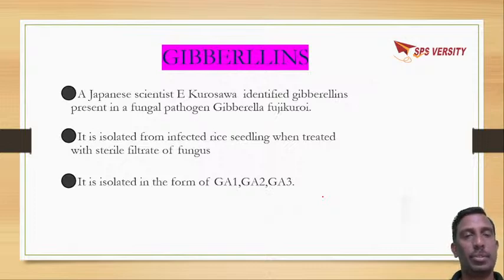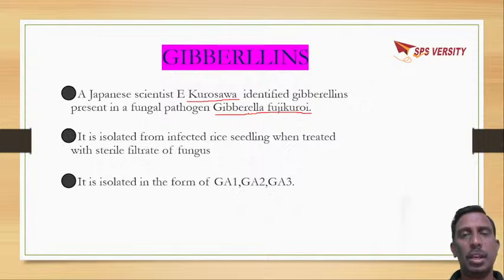And when you come to gibberellins, these were first identified by a Japanese scientist named Kurosawa. He identified them in a fungal pathogen, Gibberella fujikuroi, which causes disease in rice seedlings. It was extracted from these rice seedlings, which suffer from Bakanae disease. Due to this, the stem shows abnormal elongation.